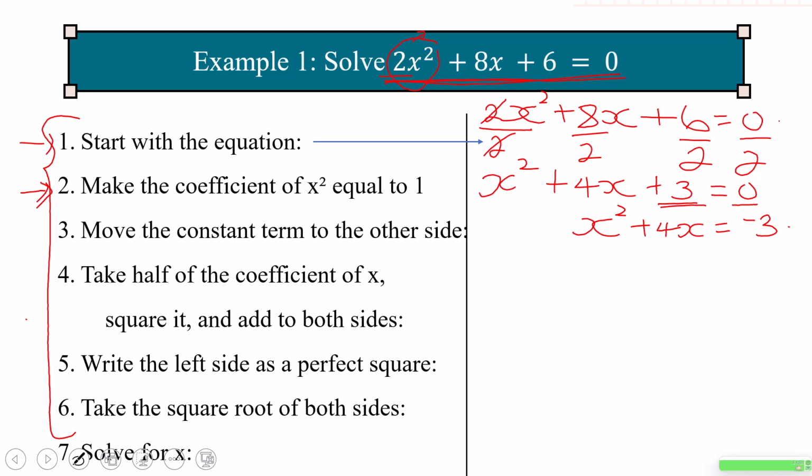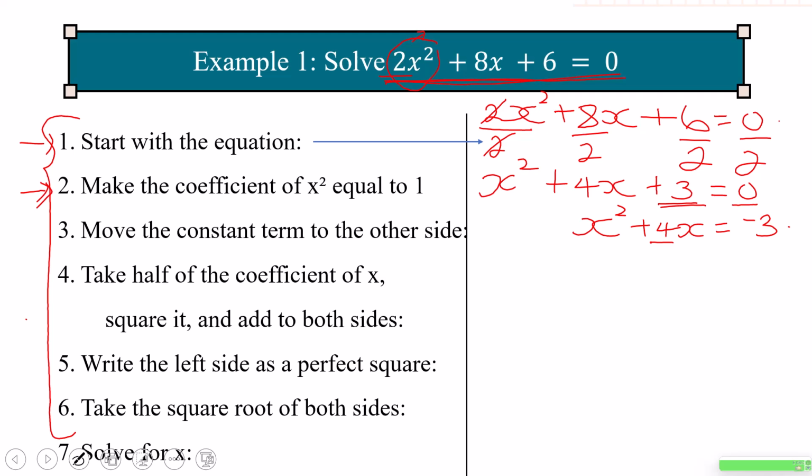Step 4 says we take half of the coefficient of x, square it, and add it on both sides. What is the coefficient of x? The coefficient of x is 4. So we take its half. 4 divided by 2, or the half of 4 is 2. Then we square the 2, we add it on both sides.